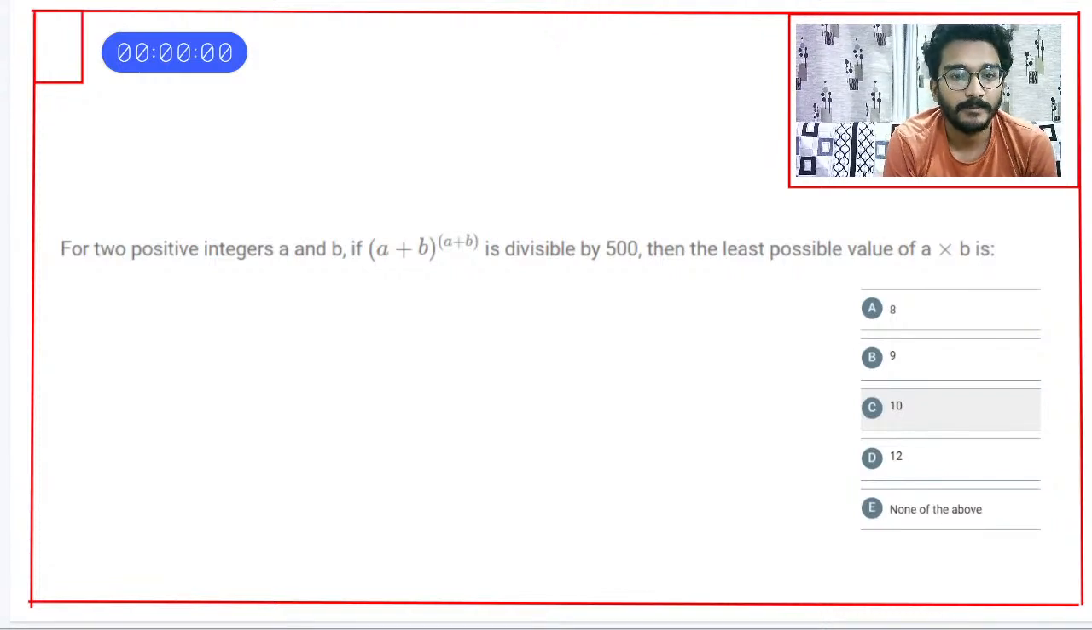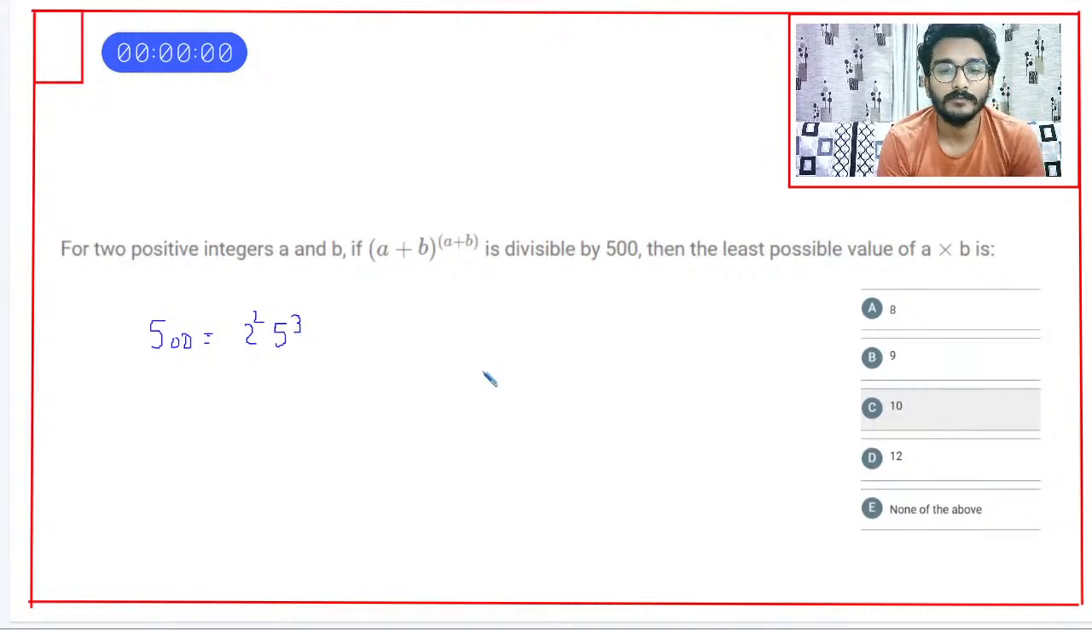For two positive integers a and b, if a plus b raised to the power a plus b is divisible by 500, then what is the least possible value of a times b? So 500 is made up of what? Let's factorize this. It is 100 into 5. It is 2 square into 5 cube. 125 into 4. So basically we have to find a number which is represented in this format.